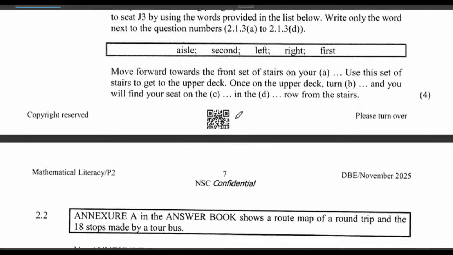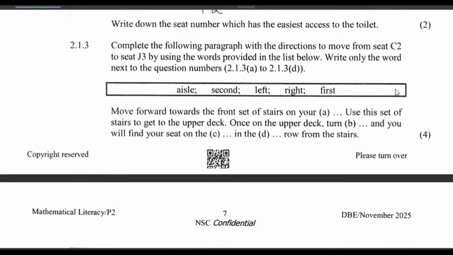Complete the following paragraph. This would be right. This is A. Then B, it's left. C, turn left, and you will find the seat on the third, first, second, in the aisle.